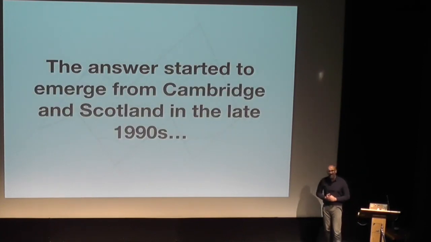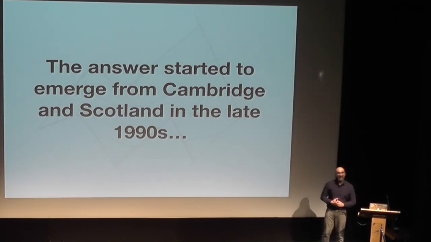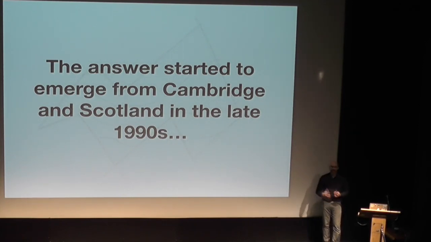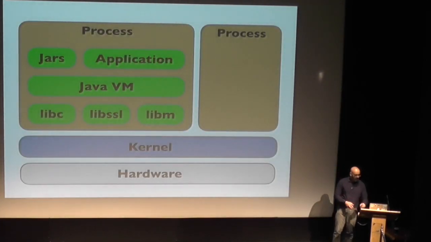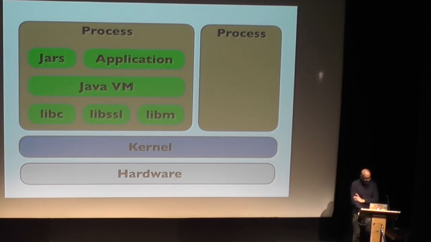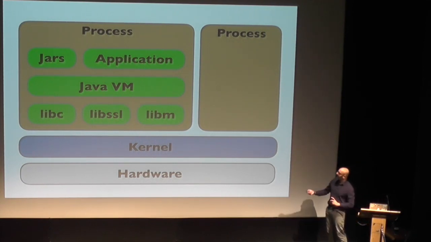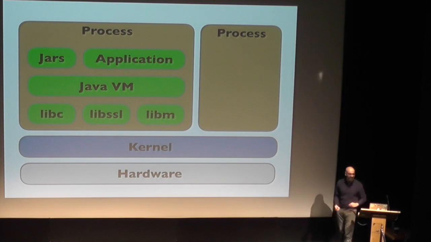And it's great to be here in particular because the answer, it turns out, when you start doing a bit of research, started to emerge from Cambridge and Scotland in the late 90s. So Glasgow and St Andrews had a long history of doing interesting research in building new operating systems. And let me give you a little bit of background into how this works. Whenever you have one of these conventional operating systems that I talk about, you've got your hardware, you've got your kernel. Then inside the process, you have its own layers of abstractions for how to build the application that you're trying to build.